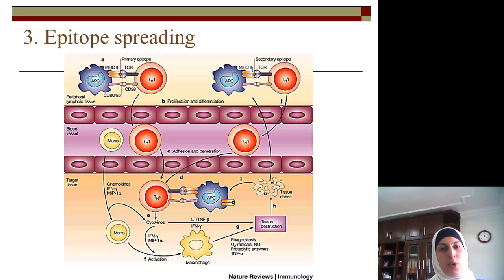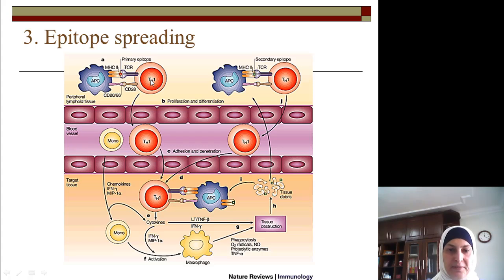The third mechanism is epitope spreading. So what do we mean by epitope spreading? Let's see this image here, and let's follow these arrows and see what's going on. This is the antigen presenting cell, and it is presenting a primary epitope, or a pathogen epitope, to the T cell receptor in this T cell. This T cell would get activated because it received this primary signal and secondary signal. So now this T cell is primed and activated against this antigen.